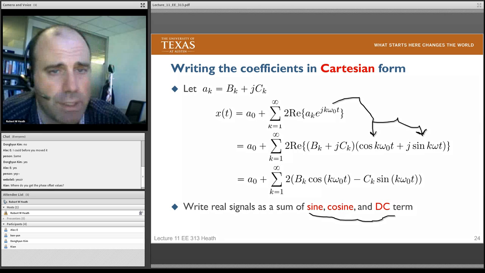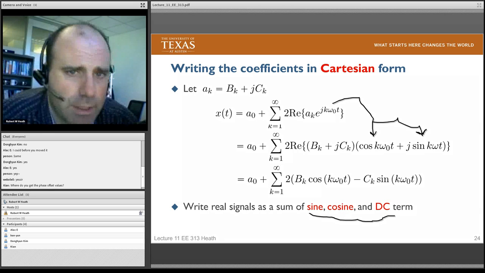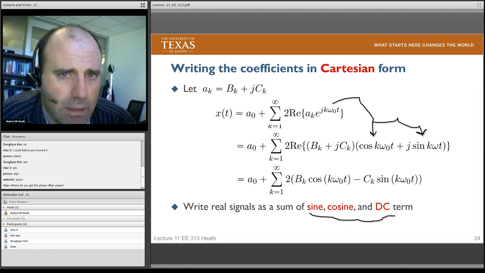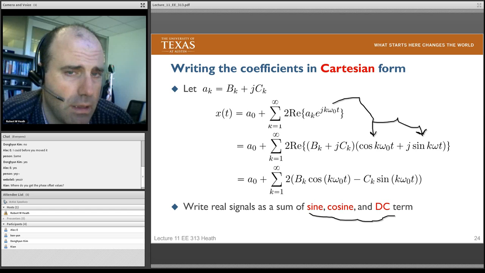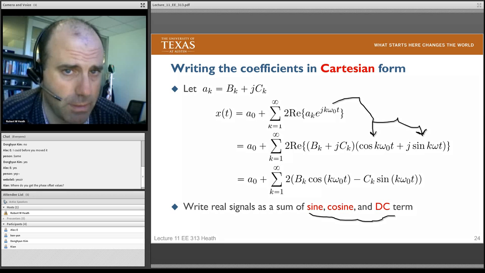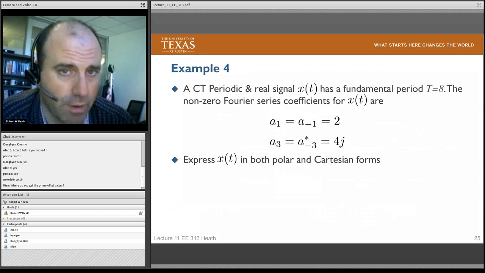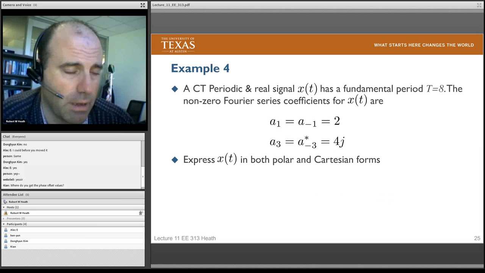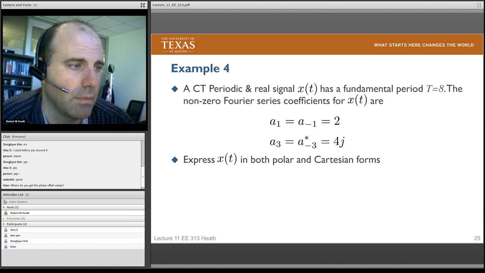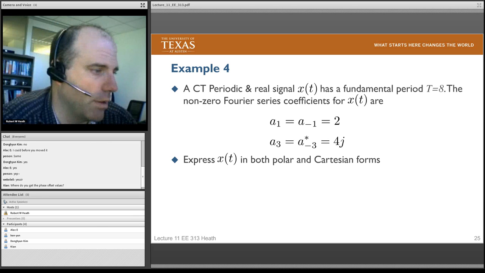So basically what this says is that periodic signals can be written as a sum of complex sinusoids. And of course you can decompose the complex sinusoid into a cosine and a sine. And for real signals, you can specialize it further and rewrite the periodic signal as a sum of cosines with phase shifts or as a sum of sine and cosine. And then you have a DC term in all the cases.